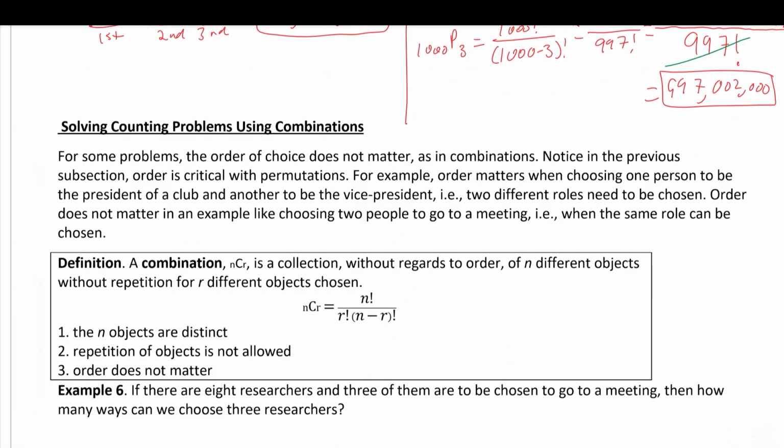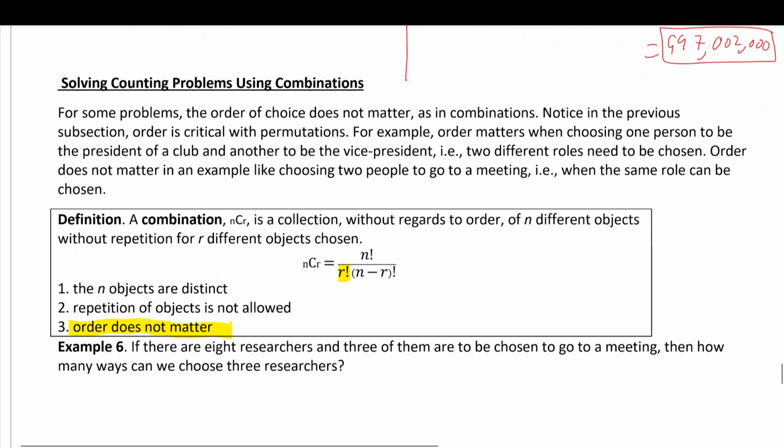Okay, moving on to combinations. Combinations are very similar to permutations. The only difference here is that order does not matter. In the formula, it looks very similar to permutations, except there's an additional r factorial there. Now if order doesn't matter, then we need to essentially remove different arrangements that are repeated. That's what that r factorial essentially does.